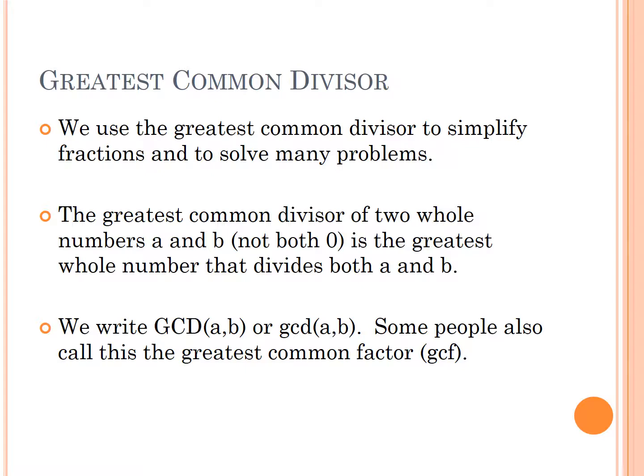So the greatest common divisor, what is it? It's the greatest whole number that will divide both of two given numbers. So we write GCD, usually parentheses, A comma B. You can capitalize or use lowercase, and people do all kinds of things. So as long as it says GCD and parentheses A comma B, I don't care how you capitalize. Some people call this the greatest common factor, or GCF, and that's perfectly good too, right? Divisor and factor basically mean the same thing.